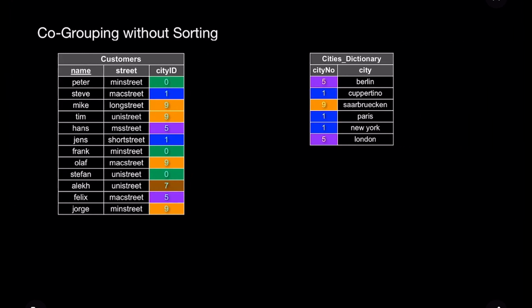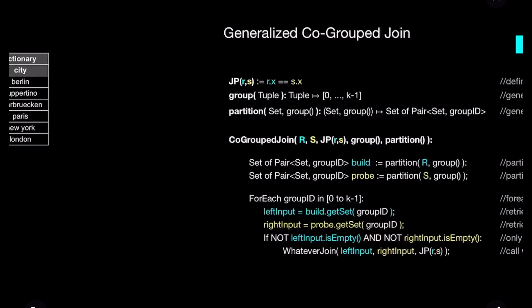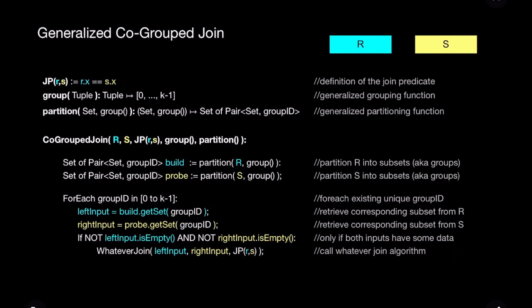And you can do it with sorting, without sorting, of course. And in the end, it leads to an algorithm like that. So that's a high-level pseudocode for that. And I told you already last time, this reappears all over the place with different names. It's always the same idea. There's a partitioning phase. Without looking at the details here, we start first with an example. So you first partition, and then you join each co-group individually.